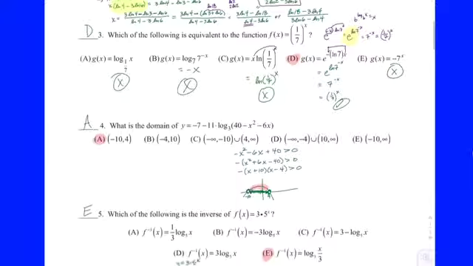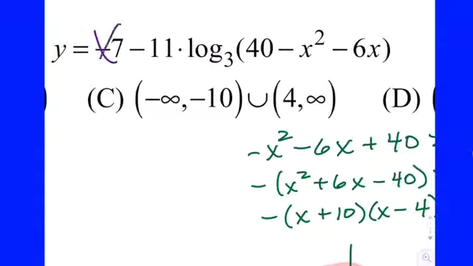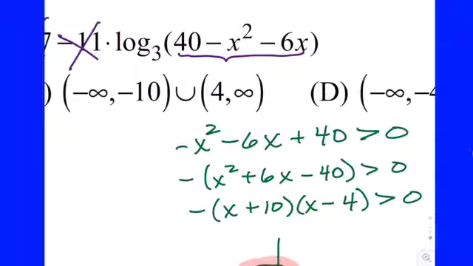All right, moving right along then. Number 4, domain, domain, domain. What's up, -7? What's up, -11? Don't really care about you. Base 3, whatever. I'm just interested for domain purposes in the argument. So I write it in descending order, -x² - 6x + 40, and we want it to be strictly positive, strictly greater than 0.